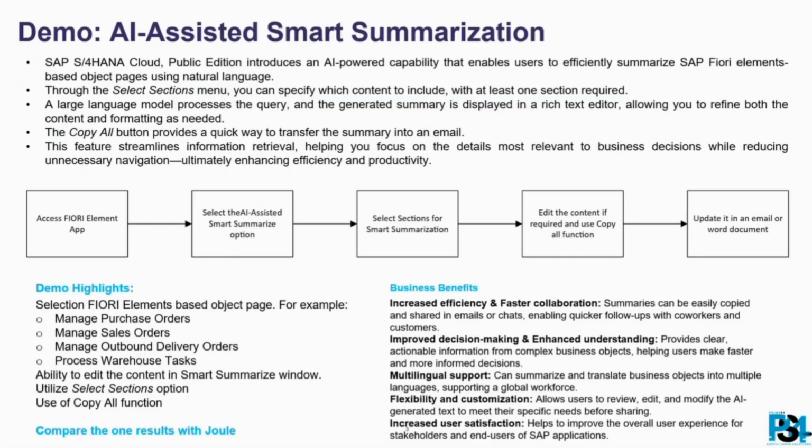This is introduced in SAP S/4HANA Cloud Public Edition, and users can efficiently summarize contents in certain Fiori elements-based business object apps using natural language. There are also selection options where we can select what content needs to be in the smart summary. And we can copy the content, paste it in an email or a Word document, convert it into a PDF document, and send it to the respective users.